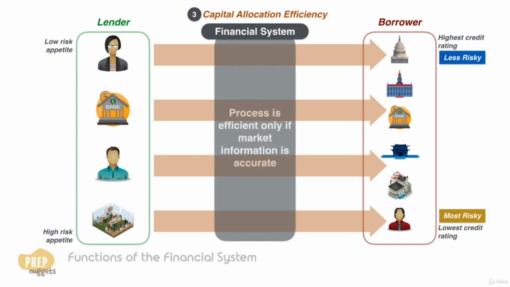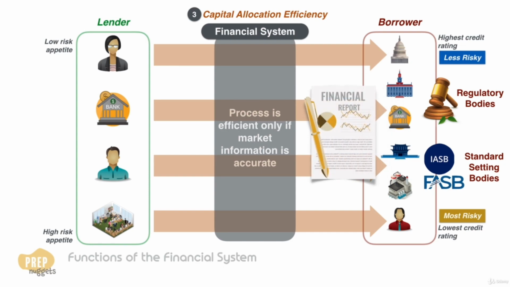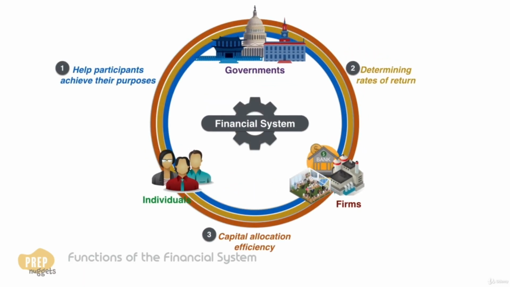This process is efficient only if market information is accurate. The regulators and standard setting bodies have the responsibility to ensure that financial information is accurately reported in the most useful manner. And there you have it, the three key functions of the financial system. In the next lesson, we shall learn the classifications of financial assets and markets.